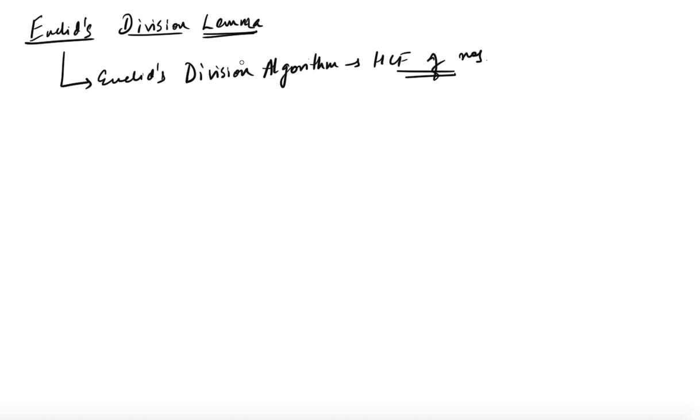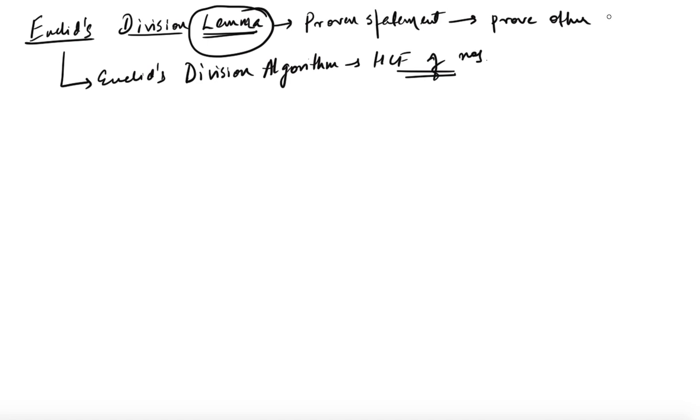So before coming to Euclid's division lemma, I just wanted to ask you, what do you mean by lemma? See, lemma is nothing but a proven statement. Lemma is a proven statement which is used further to prove other statements. So Euclid's division lemma, you can say, is a proven statement that I'll tell you what it is, and this statement we'll be using in Euclid's division algorithm to find the HCF of numbers. So what is Euclid's division lemma?